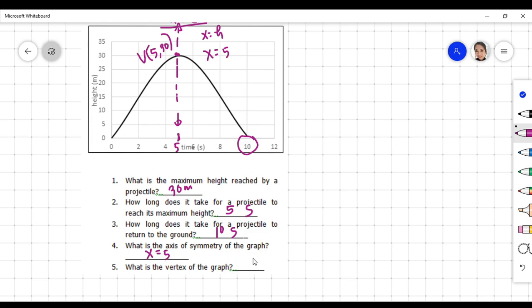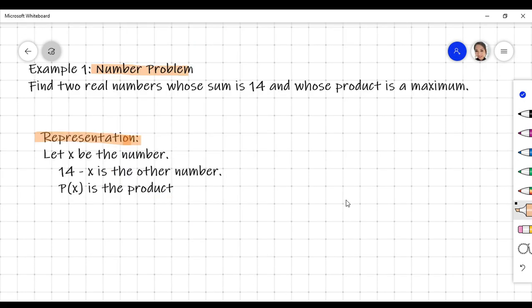So the vertex of the graph is obviously (5, 30). That's the vertex. Example 1, number problem. Find two real numbers whose sum is 14 and whose product is maximum. So there are two numbers, and if we add them, their sum is 14, and if we multiply them, their product is maximum. So we have some representation.